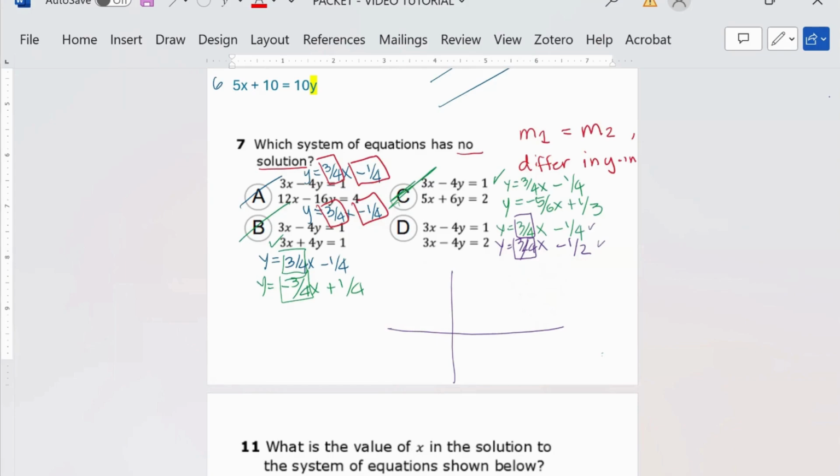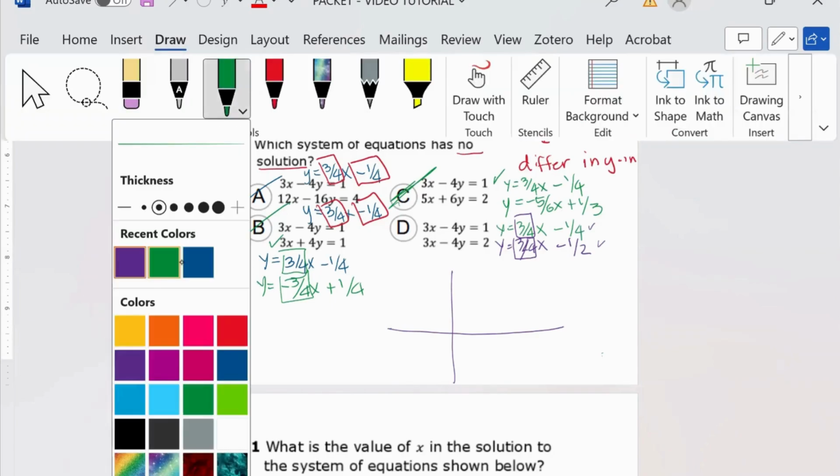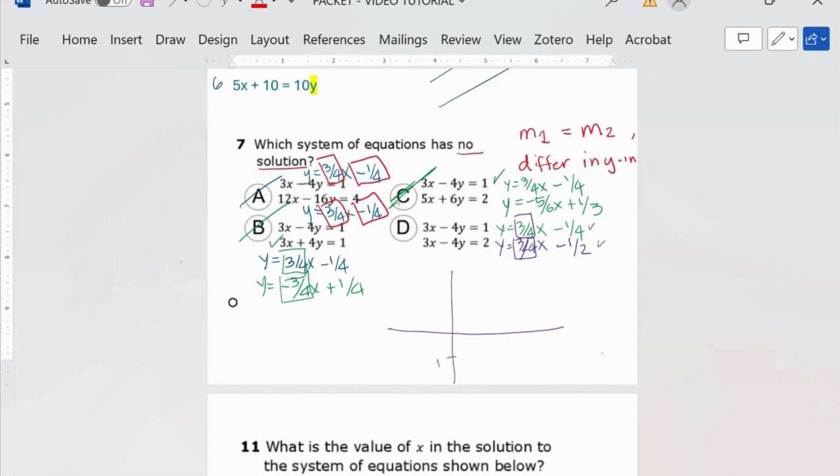Okay, let's graph the green. Let's graph the green. Okay, draw the green first. So the y-intercept is 0.4, this is 1. Let's put this as half. This is 0.4. Okay. Rise by 3: 1, 2, 3. To the right by 4: 1, 2, 3, 4.